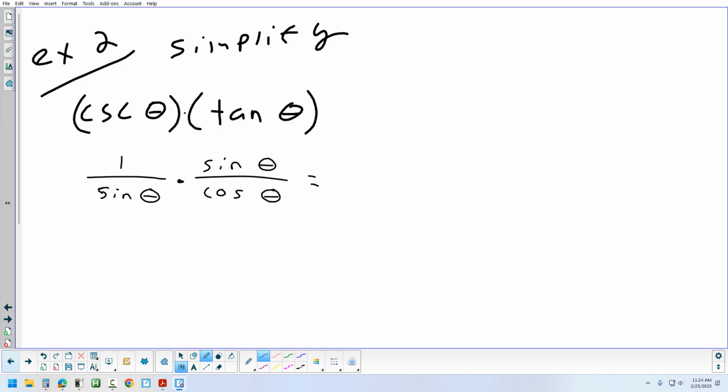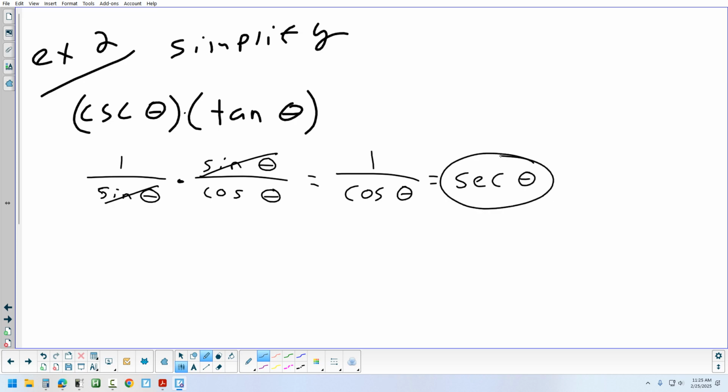Okay, so now we're multiplying. What's going to happen there? The sine theta at the bottom and the sine theta on the top are going to cancel, and we're going to have 1 over cosine theta. Okay, so we have 1 over cosine. And I would say if you can write something not as a fraction, that's simpler than having a fraction. So what is 1 over cosine? Secant. And there you go.